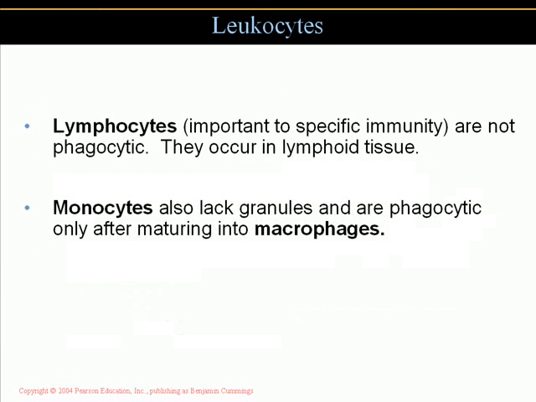Lymphocytes are important to specific immunity. They are not phagocytic. Remember that. They occur in the lymphoid tissue. Monocytes also lack granules. They are phagocytic only by maturing into macrophages.